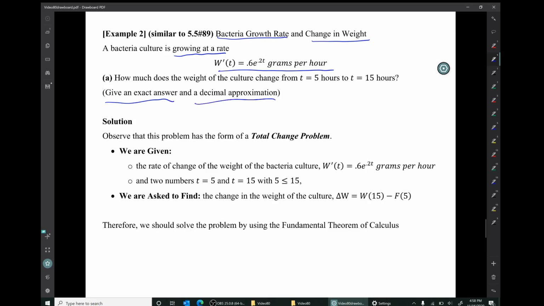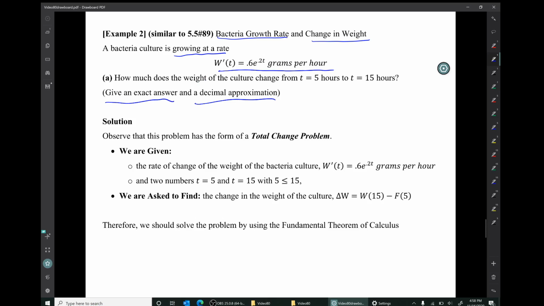Now, I've worded this problem the way that the book words it. Notice that this is sloppy writing that's common in math books. Grams is a unit of mass, not a unit of weight. If you were reading this problem in a physics book, it wouldn't ask about the weight of the culture, it would ask about the mass of the culture. But anyway, you get the idea.